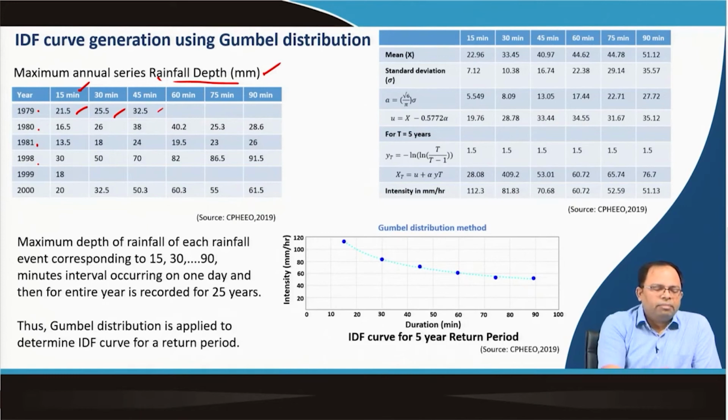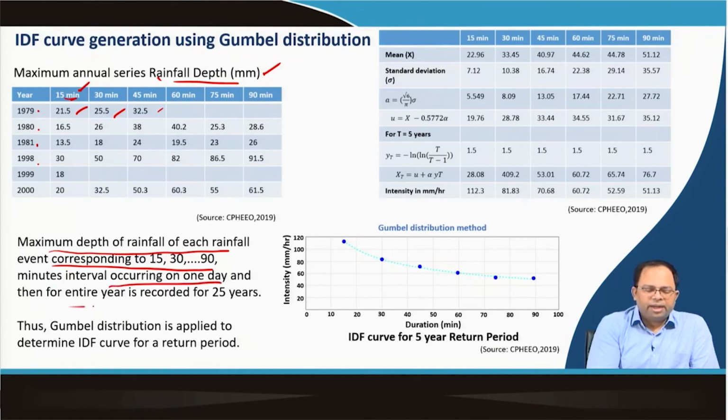Similarly, for all these years, if I take the entire data, for the 15-minute duration, if I take all the observations, this becomes my number of samples. So, if I put this in the formula, this is the maximum depth of rainfall of each rainfall event corresponding to 15, 30, 90 minute intervals occurring on one day, and then for the entire year, recorded for 25 years. And we use the Gumbel distribution to determine the IDF curve for a particular return period.